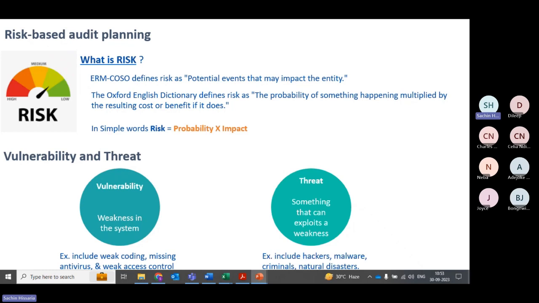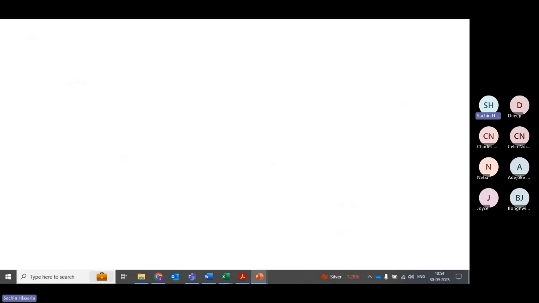Now, what are examples of vulnerability? For example, if antivirus is not installed in your PC, that is a weakness in your PC. This weakness can be exploited by a hacker. They can install any malware or virus file. So that is called a threat, something that can exploit the weakness.